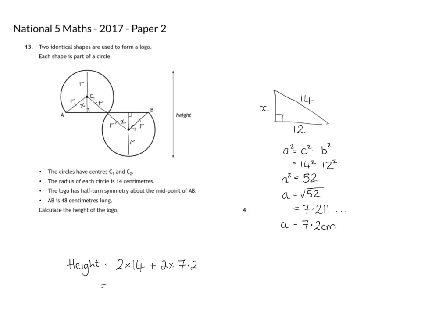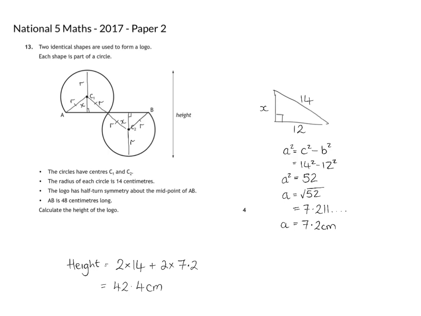So altogether, 2 times 14 plus 2 times 7.2 gives me 42.4 centimeters as my answer for question 13. So let's check where our marks are for this.